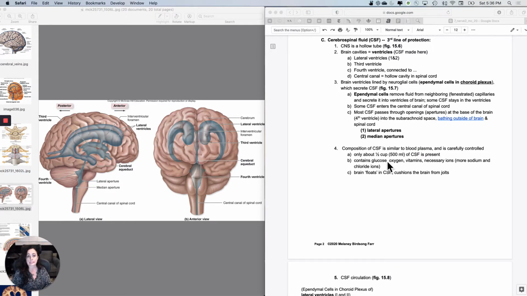So, still going on layers of protection around the central nervous system. We said the bone was the first line of protection, and then we had multiple layers of meninges, the dura mater, which is superficial, and then the arachnoid, and then the pia mater. And then the next line of protection is what we call cerebrospinal fluid.